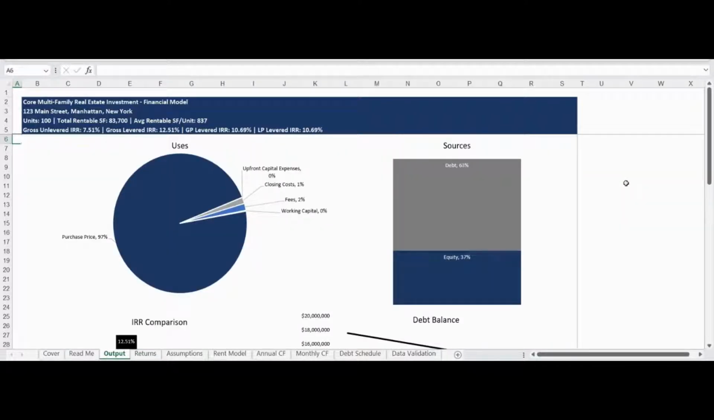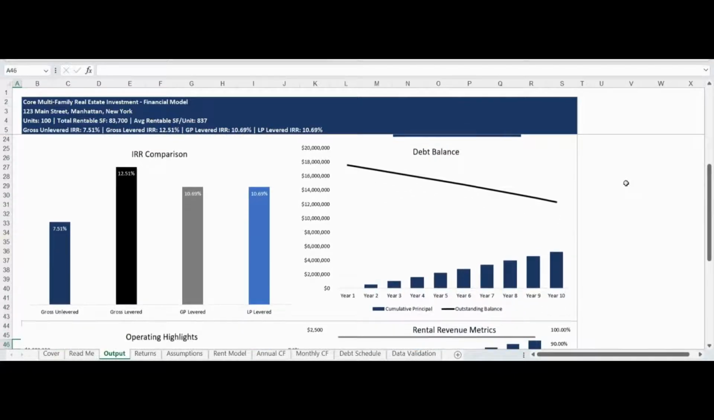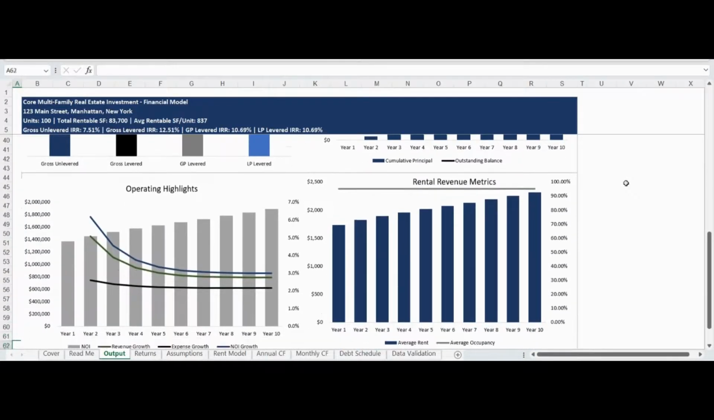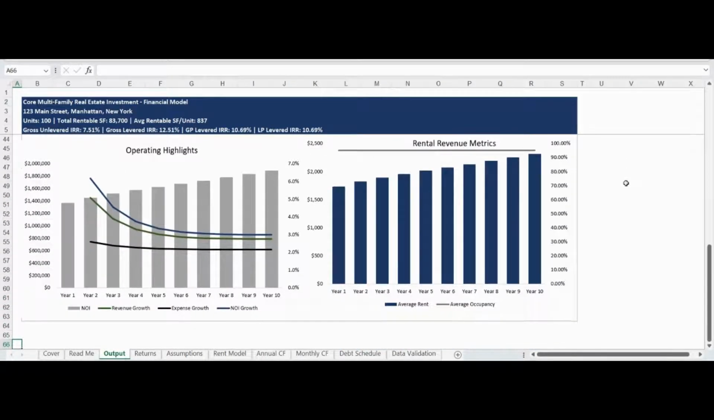The Output tab provides visualizations of your analysis to help drive investment decision-making. The first section is the sources and uses to visualize the allocation of costs on closing as well as the sources of capital. The following section visualizes the deal-level gross levered and unlevered IRR as well as the general partner and limited partner IRR. A visual is also provided of the debt balance over time showing the cumulative principal paid and outstanding loan balance. The final section visualizes the operating results.